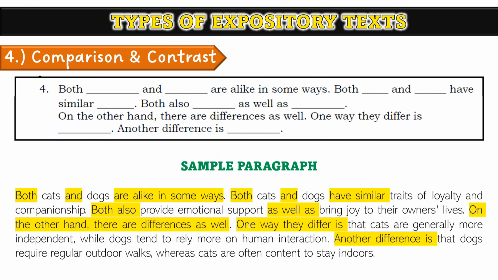On the other hand, there are differences as well. One way they differ is that cats are generally more independent, while dogs tend to rely more on human interaction. Another difference is that dogs require regular outdoor walks, whereas cats are often content to stay indoors.